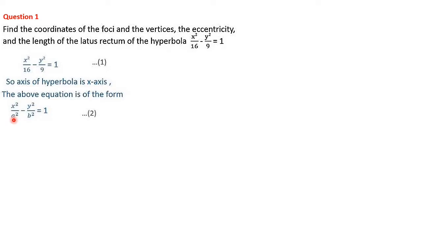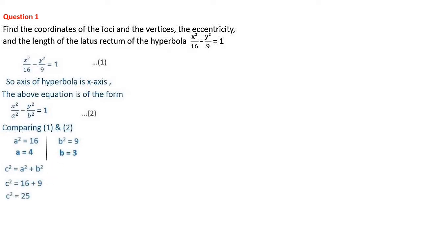Then we can compare. Instead of a square, here 16 is there. Then from here a will be equal to 4, the root of 16 is 4. Then instead of b square, here 9 is there. So b square is equal to 9, so b is equal to 3. We have got a and b, so we have to go for finding c. The relation between a, b and c is c square is equal to a square plus b square. Then c square is equal to 4 square, that is 16, plus 3 square, that is 9. 16 plus 9 is 25. From here c is the root of 25, that is equal to 5.